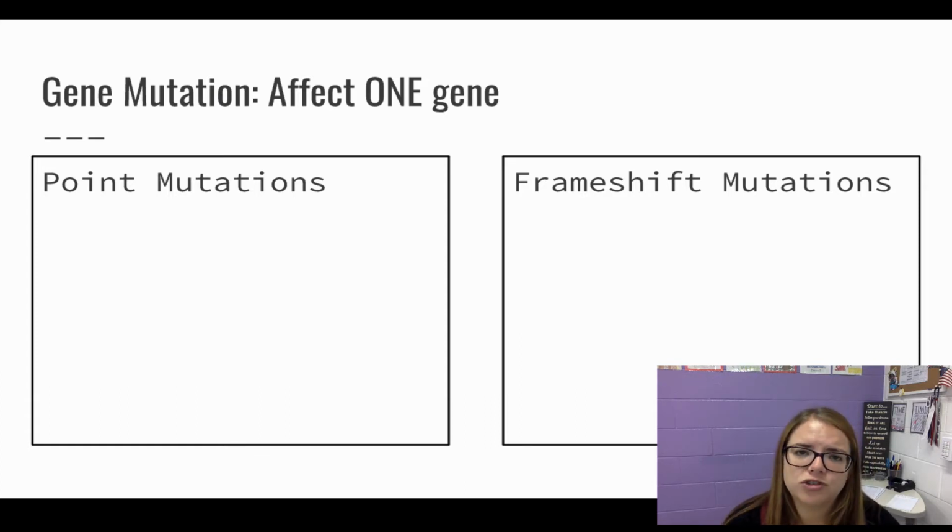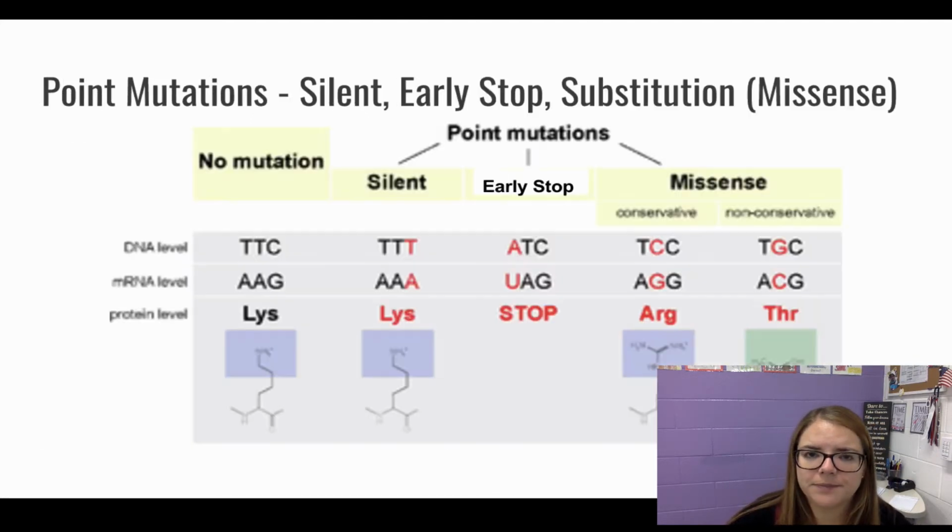So lots of people have gene mutations that cause small issues or one genetic disorder, right? But it's possible to live with them. So gene mutations are common. And you can see here there are two main types of gene mutations: point mutations and frameshift mutations.